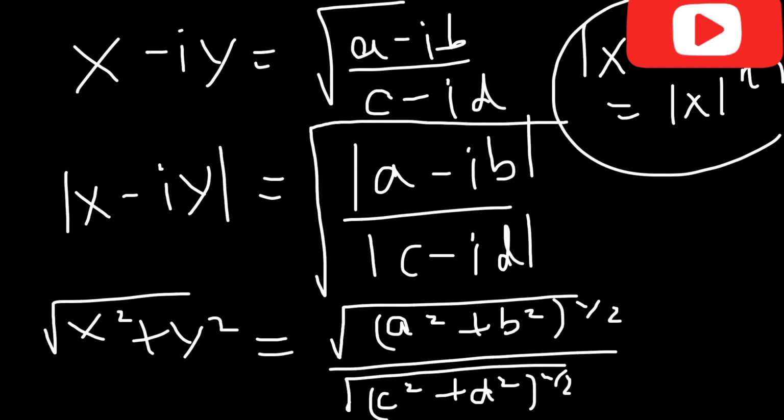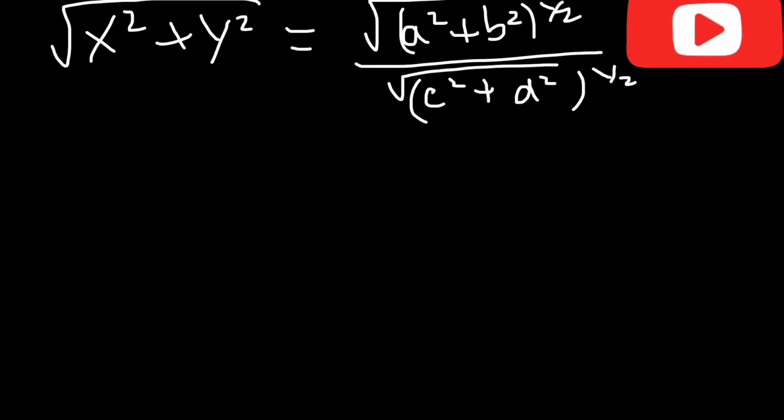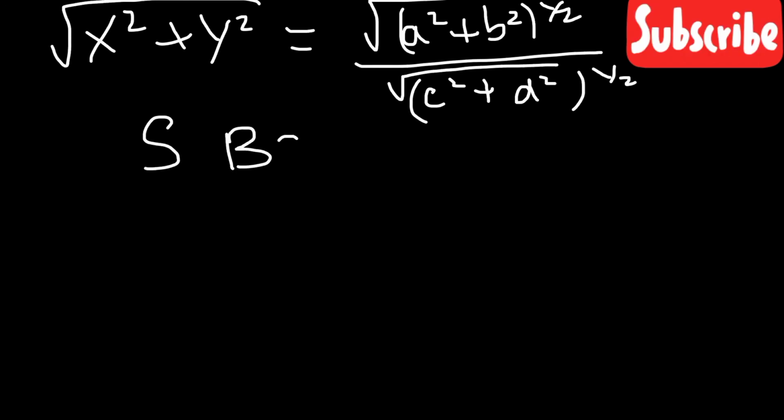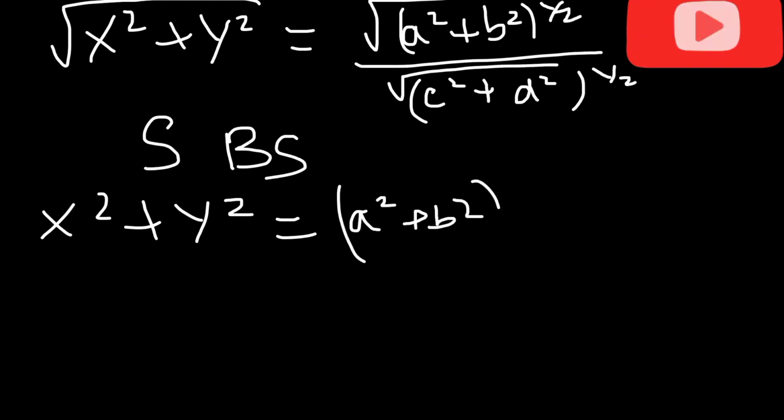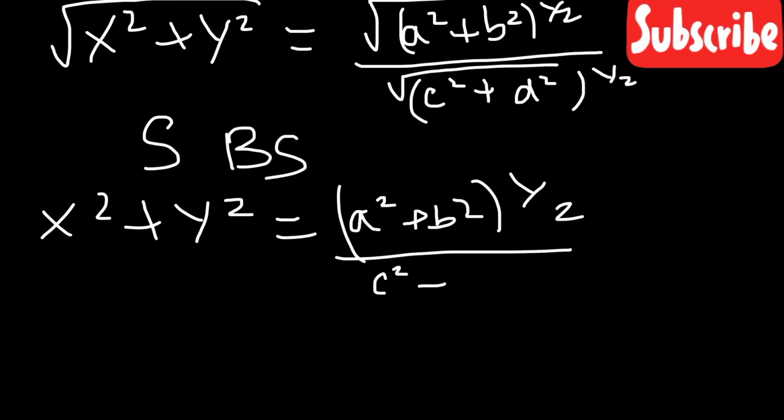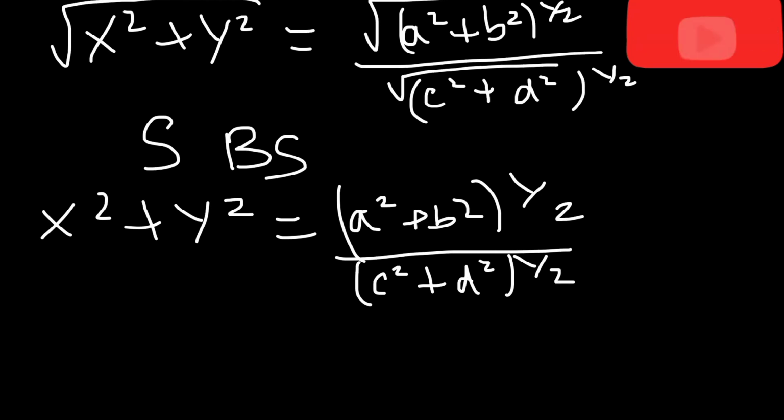Now let us continue this question. So now I've continued this question on the next page. Now the main step is squaring both sides. Squaring both sides, you will get x square plus y square equals (a square plus b square) raised to the power 1 by 2, don't forget that, and (c square plus d square) again raised to the power 1 by 2. So what if I again square?